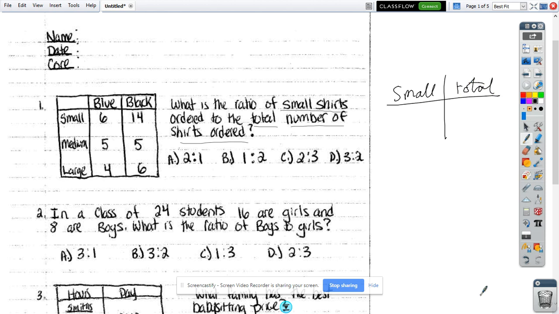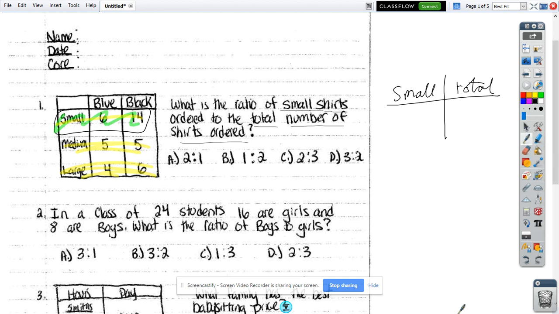So here are my small shirts, and I can go ahead and highlight those in blue. Small shirts, right there. They're in green, my bad. And so my total shirts actually is going to be everything. So we'll do that here. This is here, and then here, and then here. So it's everything added all together.